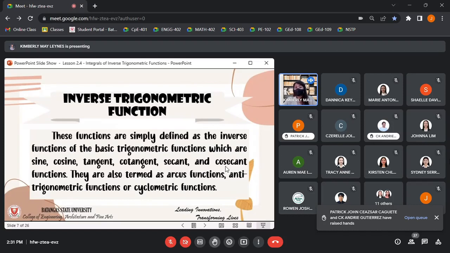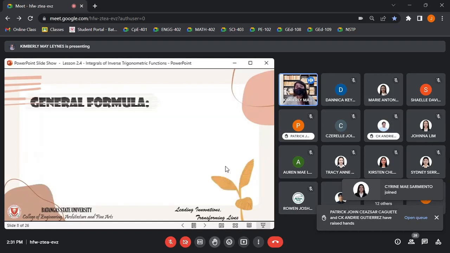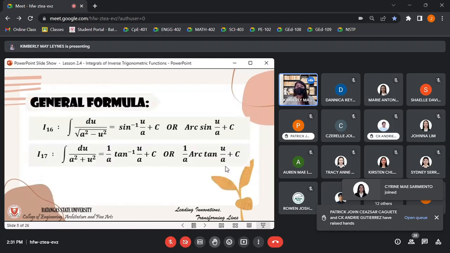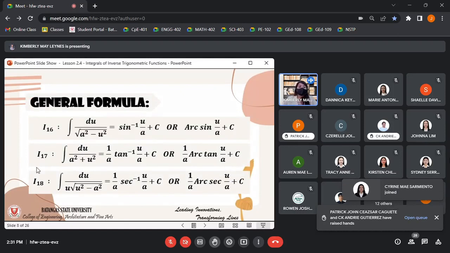Sabi dito, Arcus functions din silang kinoconsider kasi yung iba nating term dito, instead of sine raised to -1, we can read it as arc sine. Okay. So meron tayong tatlong general formula for this lesson. Formula number 16, 17, and 18.